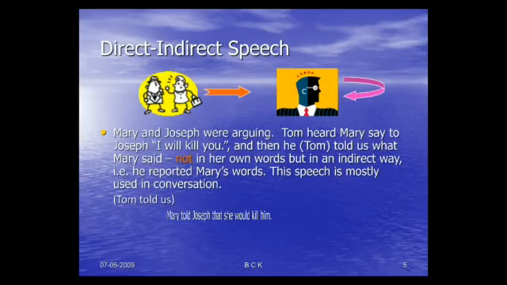Okay, now Mary and Joshua were arguing. Tom heard Mary say to Joseph that "I'll kill you," and then Tom told others also that Mary said, not in her own words, but in an indirect way, that Mary said that she will kill Joseph, right? This speech is mostly used in conversation, okay, and that's why Mary told Joseph that she would kill him.